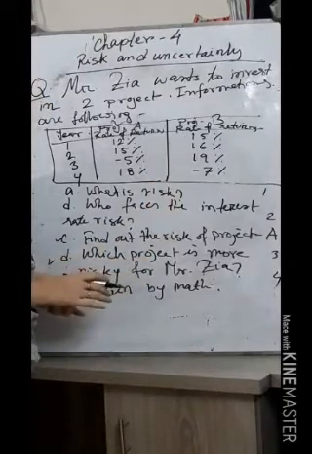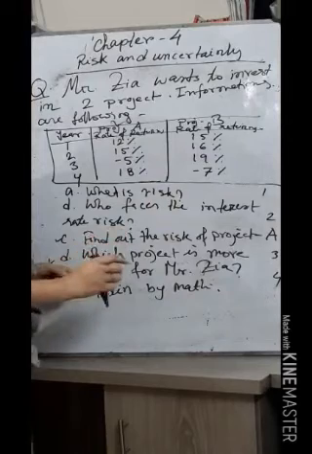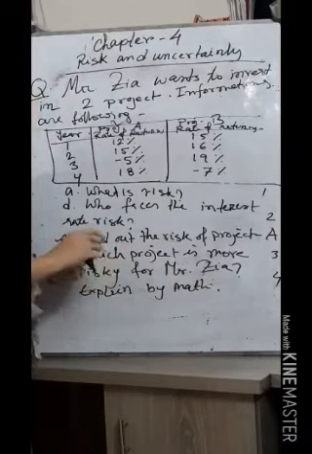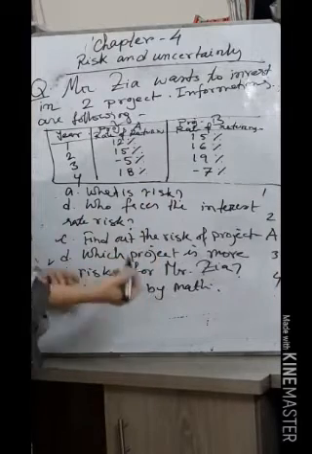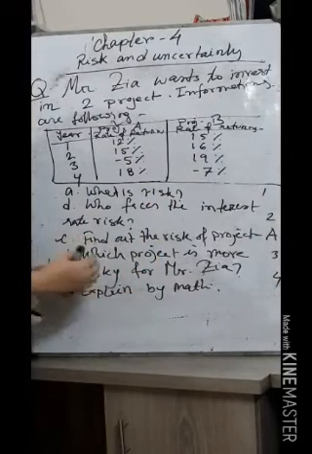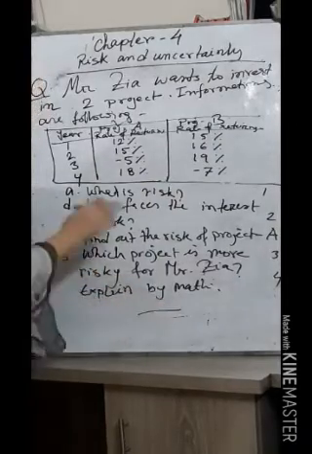Then we will compare project A and B by the result of standard deviation. The project with the higher standard deviation has more risk. If the standard deviation is low, the risk is low. This is the total question.